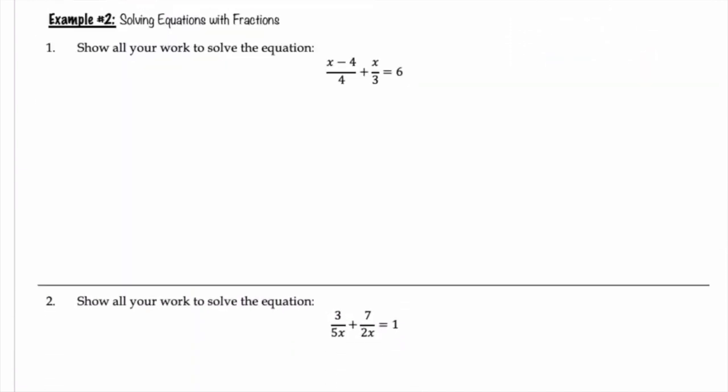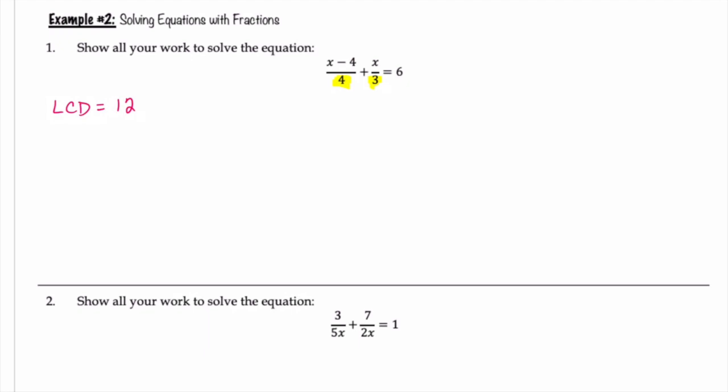So here, solving equations with fractions. Show all your work to solve the equation. So we have been given (x minus 4) over 4 plus x over 3 equals 6. Now for these questions, the first thing that I want to identify are my denominators. The reason I want to identify this is because I want to identify the LCD. In this case, the LCD would be 12.